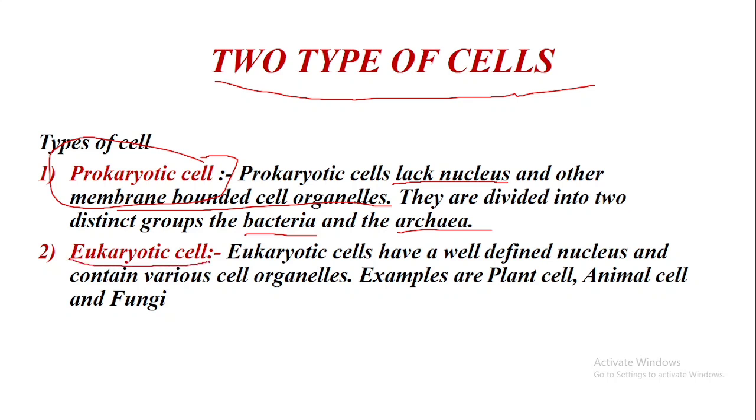Now, eukaryotic cell. Eukaryotic cells have a well-defined nucleus and they contain various cell organelles. Examples of eukaryotic cells are plant, animal and fungi.